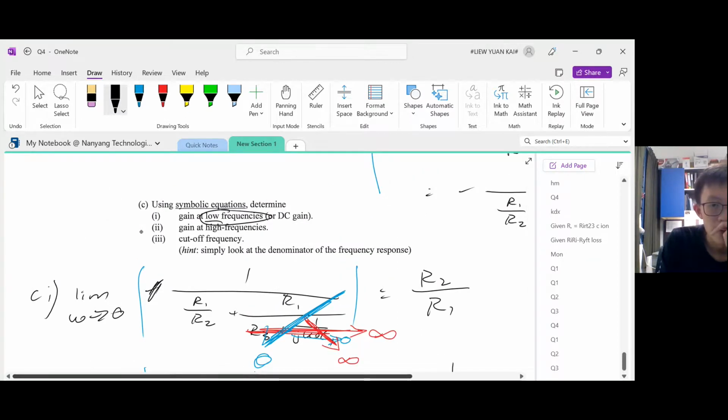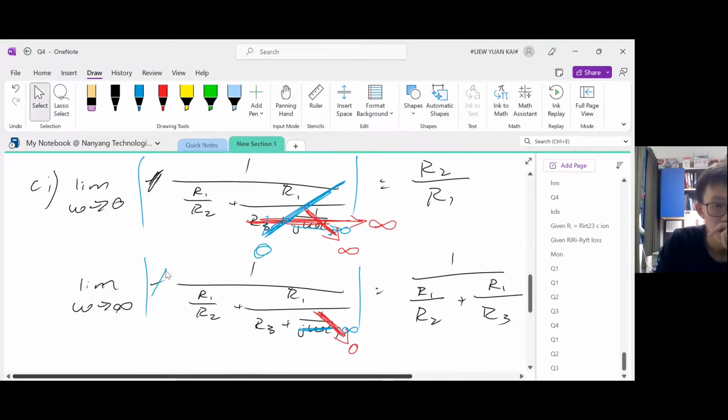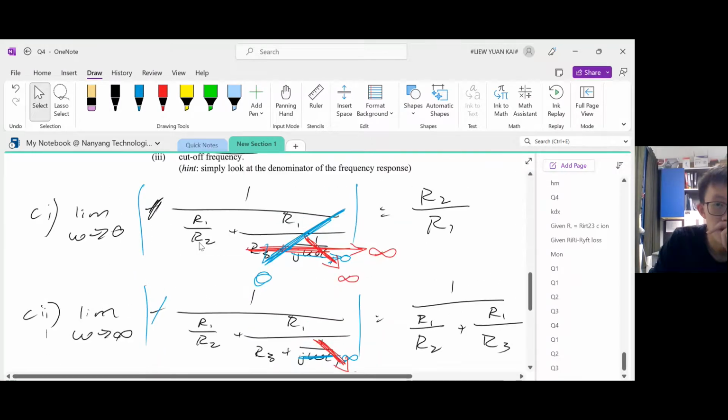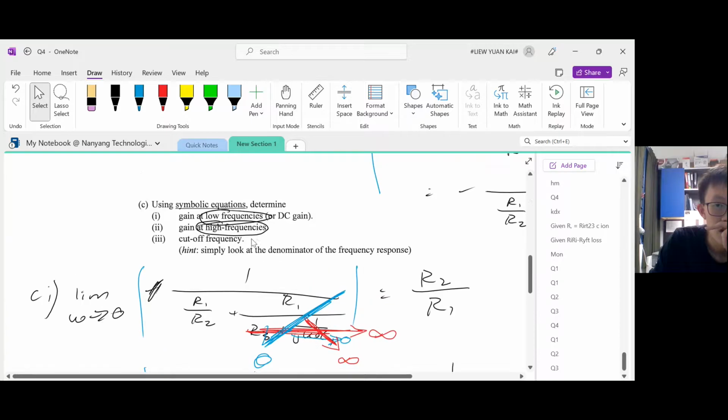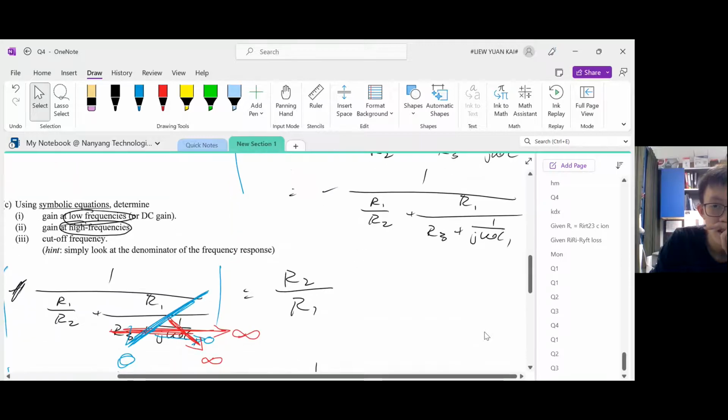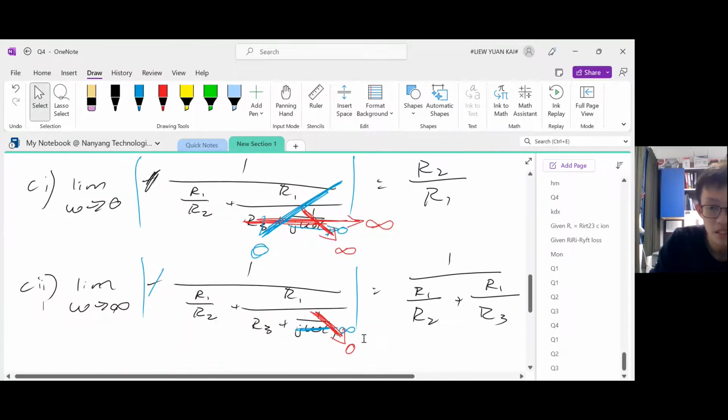The gain at high frequencies, this is the gain at high frequencies, so this is C part 2. The cutoff frequency: simply look at the denominator of the frequency response. I don't know what that means. I actually legitimately don't know what that means.